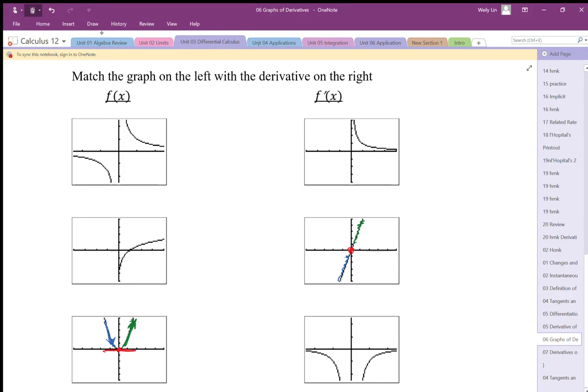So I can look at where the slopes are positive. It's positive like this, all through that region. And I have here all positive. The slopes are decreasing, getting more horizontal, becoming more towards 0. So those graphs must match.